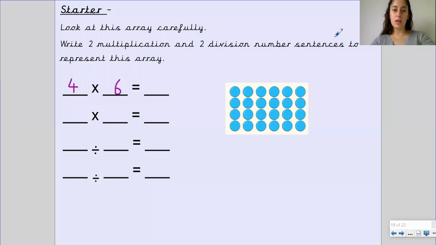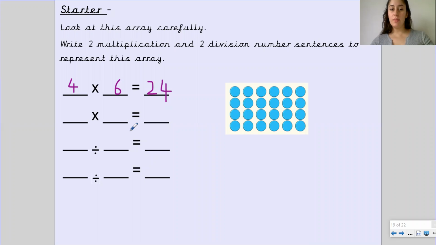Okay, so as we discussed, we have 4 rows, 1, 2, 3, 4. And how many do we have in each row? 1, 2, 3, 4, 5, 6, which equals... you can also count in 2s to help you, or count in 4s. Okay, so 4 times 6 equals 24.